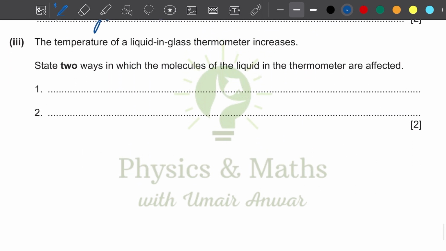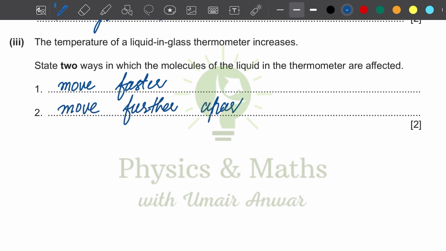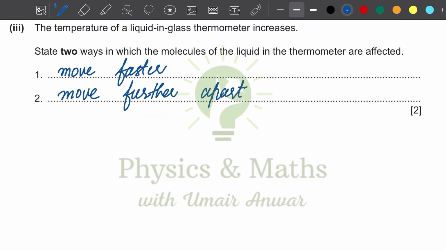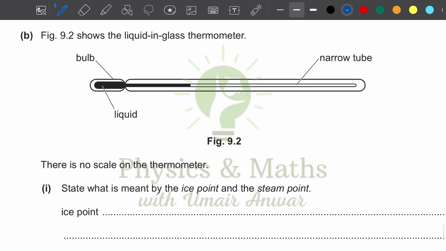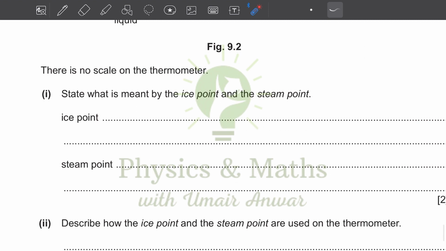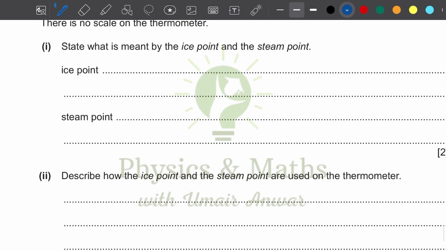The temperature of a liquid in glass thermometer increases. State 2 ways in which the molecules of the liquid in the thermometer are affected. So when the temperature is increased, they start moving faster and they move further apart because of the thermal expansion. So that is why we have a larger reading in the thermometer. The next part says figure 9.2 shows the liquid in glass thermometer. We have a bulb, liquid, and then we have a narrow tube here. There is no scale on the thermometer. State what is meant by the ice point and the steam point.